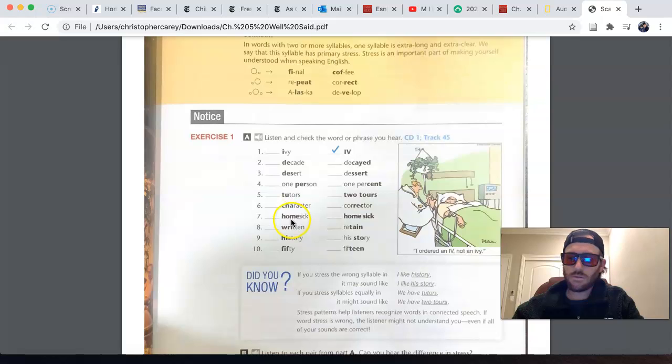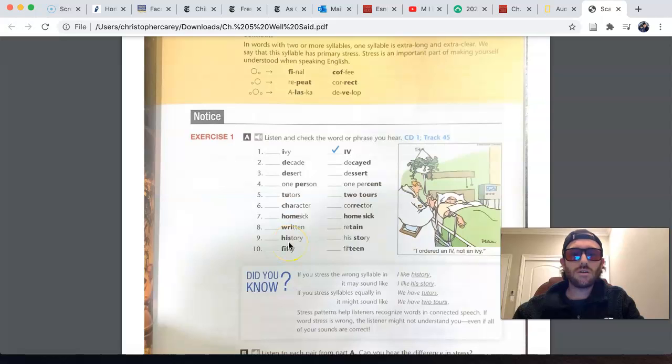Number 7, homesick. Homesick or homesick? Homesick for number 7. Number 8, written. Written or retain? Written for number 8. Number 9 was really tricky. 9 and 10 were tough.